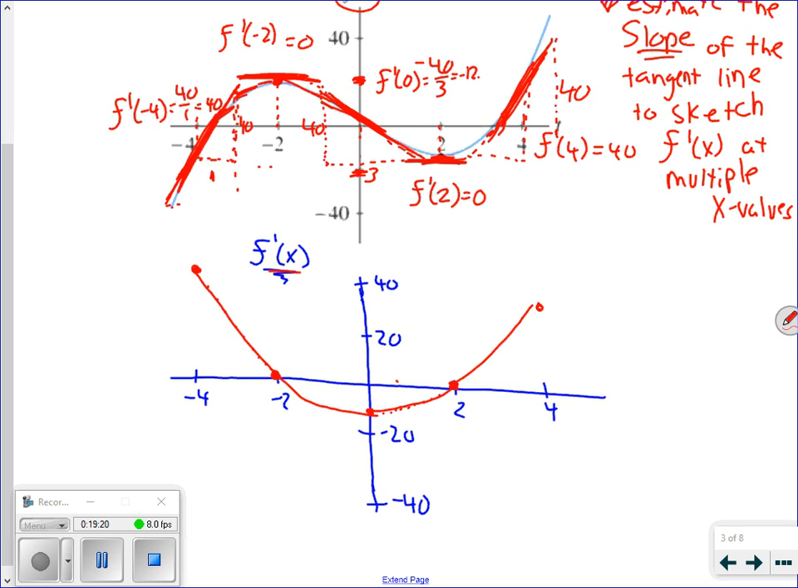So remember that the outputs of this graph are just the values of the slope above. If I said, what's the slope at 3? You can say, well, that's approximately 20. You go over to 3, and it looks like approximately a slope of 20. That's how it works. But I'm going to practice this a bunch, guys, so don't stress.